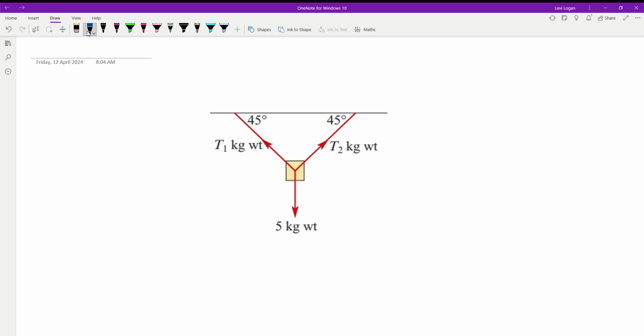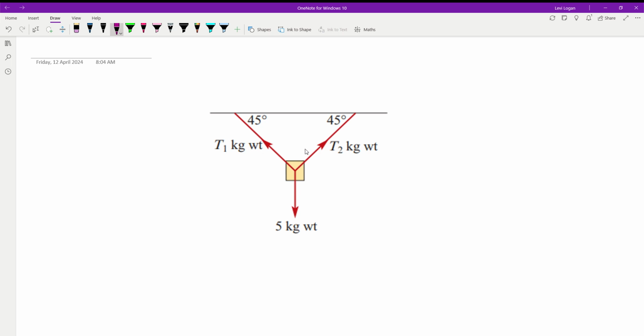In today's video we're going to be solving a connected particles problem. We're just trying to find the tension in these two strings here, with a 5 kilo particle being hung down. We don't need to worry about working out the force due to gravity, because the units are in kilos weight, so it's already accounting for the force due to gravity. So we don't need to use F equals ma, we can just use these units straight up.